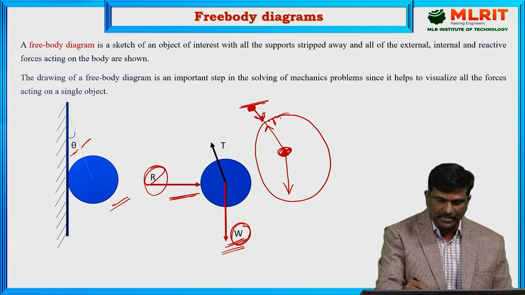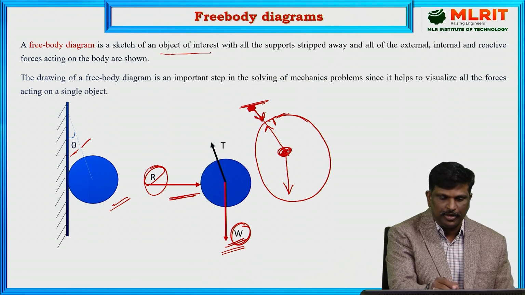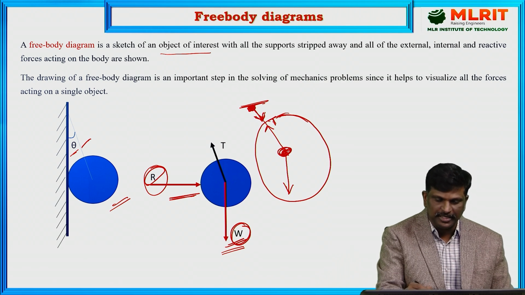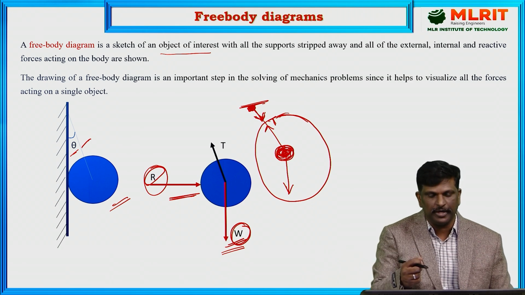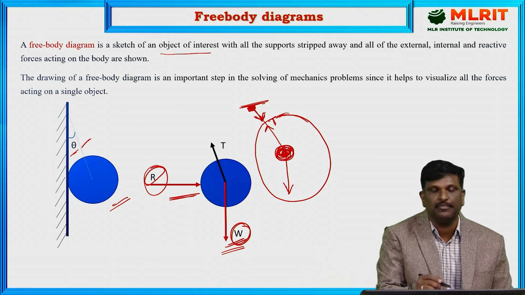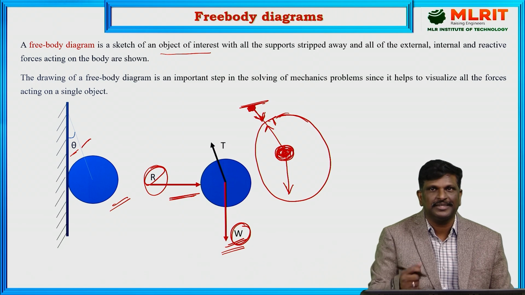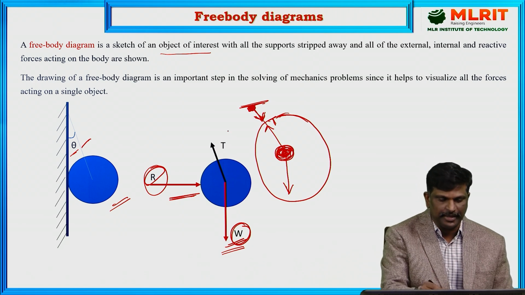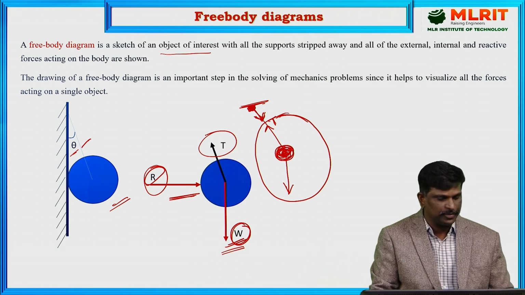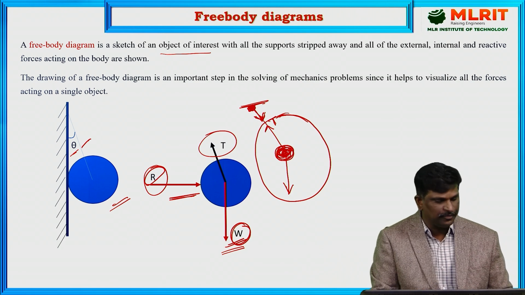Here my object of interest is the body. That's why the body is supported in the upward direction. The body is held in that position by the tension in the string which is holding it up. That's why the direction is in the upward direction. Now this is the free body diagram.